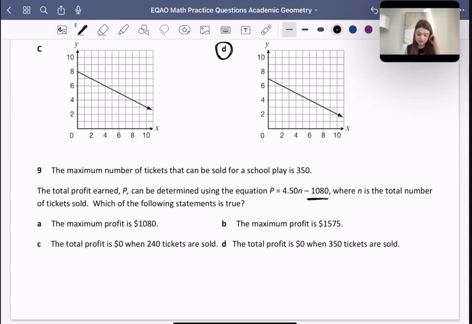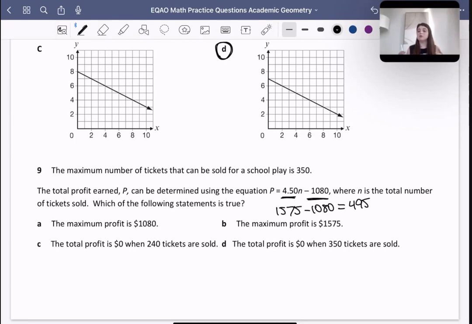So it costs us $1,080 to rent out this theater, but we're selling the tickets for $4.50, and so we get $4.50 back every time we sell a ticket. Okay, so what would the maximum profit be for argument's sake? Let's say we sold all 350 tickets. So we do 350 times $4.50, which gives us 1,575. And then we subtract 1,080, which is just our cost to rent out the theater. That's going to give us 495. So therefore the maximum profit would be 495, right?